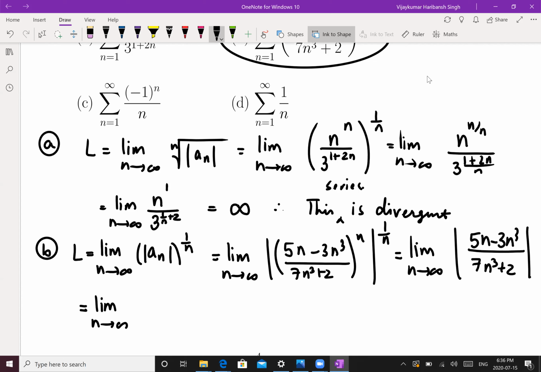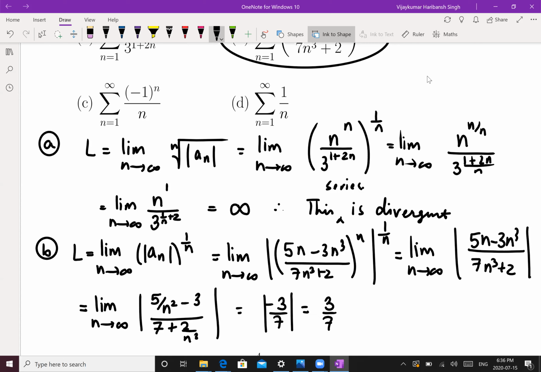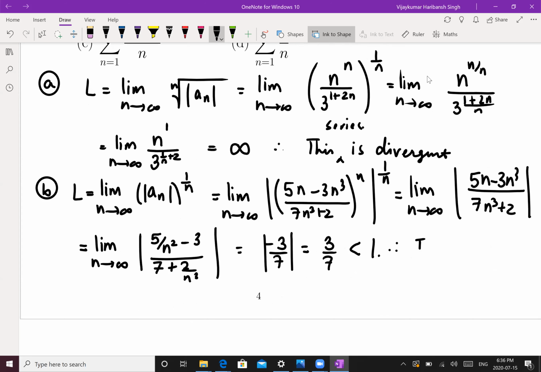Now you want to find this limit, so divide numerator and denominator by n cubed. So we get the limit as n goes to infinity of (5 divided by n squared minus 3n cubed divided by n cubed) over (7 plus 2 divided by n cubed), and as n goes to infinity, this will be the absolute value of minus 3 over 7, which is 3 over 7, and this is less than 1. Therefore, the series is absolutely convergent.